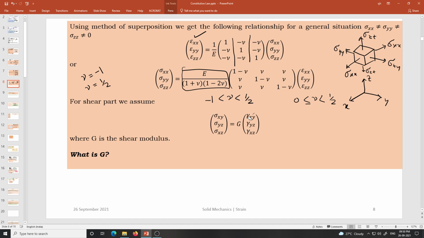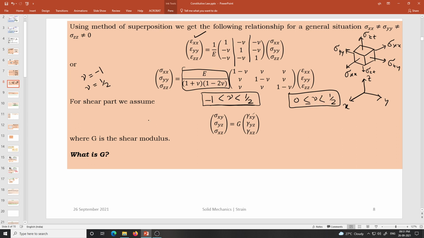At this moment we assume that it is lying in between these two. This is a mathematical statement. From this, in order to make this relation meaningful, we need to satisfy this condition. That means the Poisson ratio cannot take any arbitrary value. It should lie within this zone. But in reality, we shall see that it varies from 0 to half.